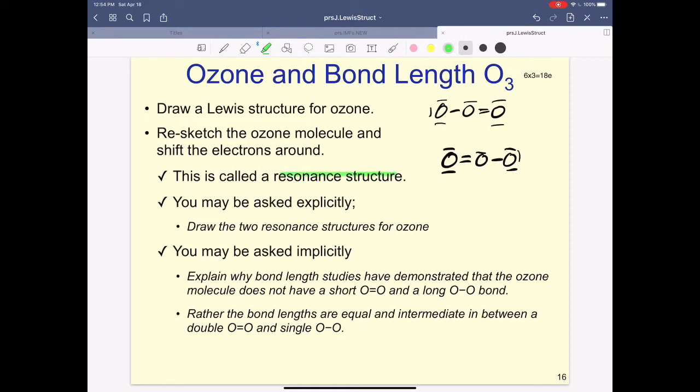Now, you may be asked explicitly on your AP exam to draw 2 resonance structures. If that's the case, you would indeed do that, draw 2 resonance structures. Or you may be asked implicitly, and that question will come to you in the form of, explain why the bond length studies have demonstrated that the ozone molecule does not have a short and a long, which you would expect this to be a shorter bond and this to be a longer bond. Rather, the bond lengths are equal, and somewhere intermediate in between a double and a single.